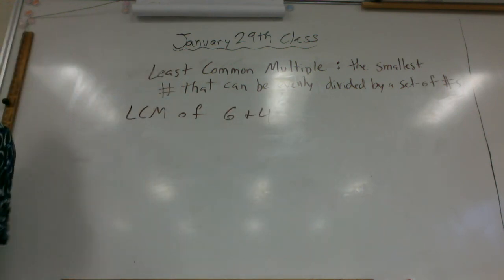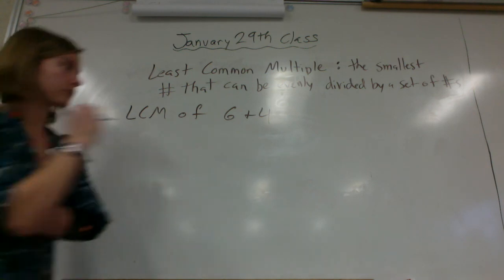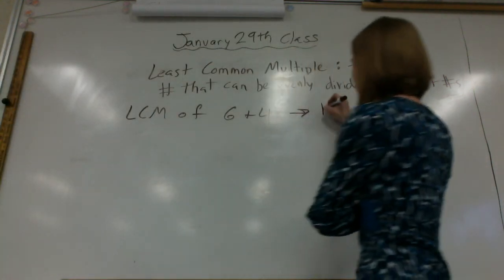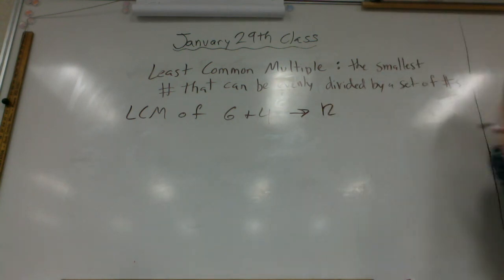So if I'm trying to find the lowest common multiple, which we can rewrite as LCM, of 6 and 4, what number do they both go into? So we're trying to find the number that they both go into. 12. The lowest common multiple is 12. Now, a lot of you will know it also goes into 24. But if we're multiplying numbers, we want to multiply things by the smallest number possible. So yeah, we could be using 24, but it'll make things easier if I can use 12.